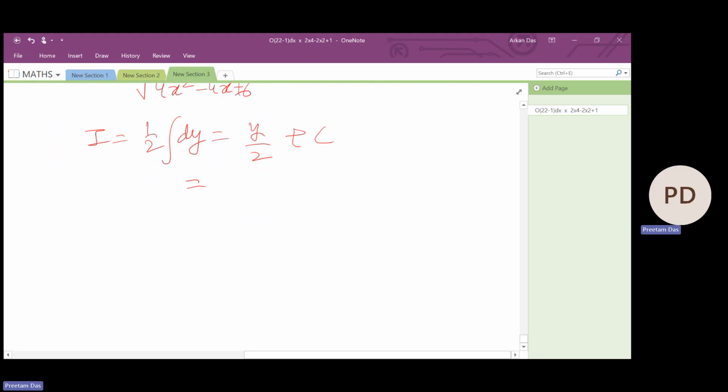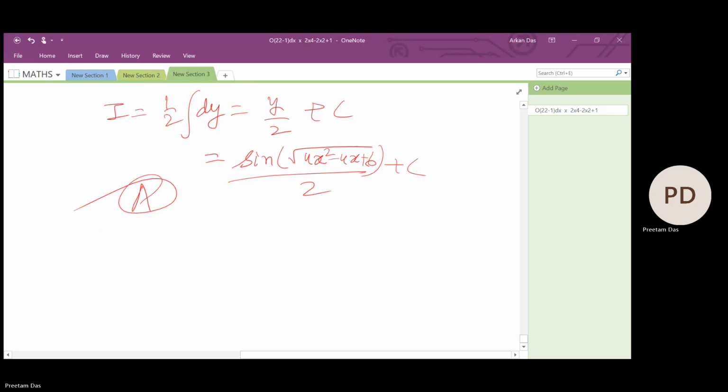The entire thing inside the integration is the derivative of another function, which can be straightforwardly calculated. And that is how you identify it. Look for the factors that are very, very similar. So option A. Okay.